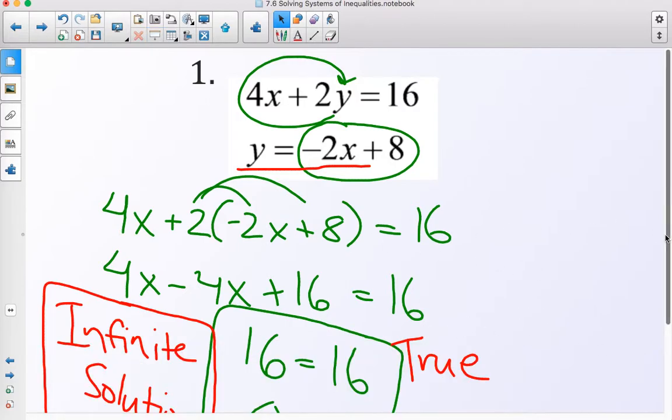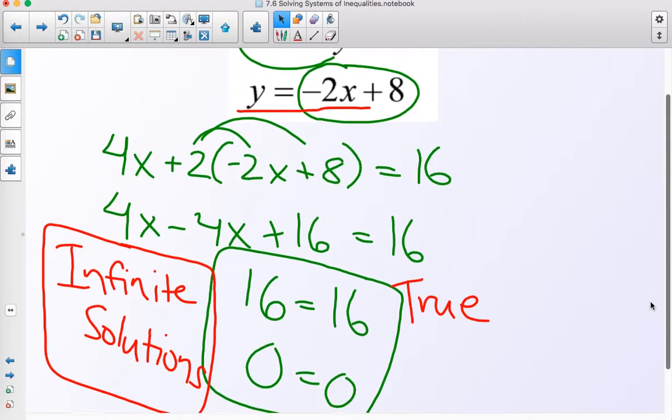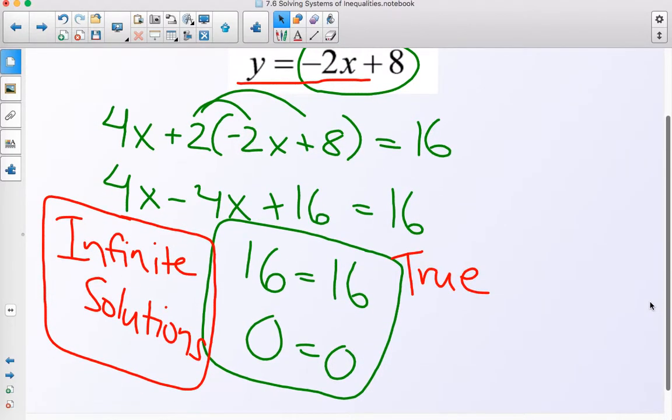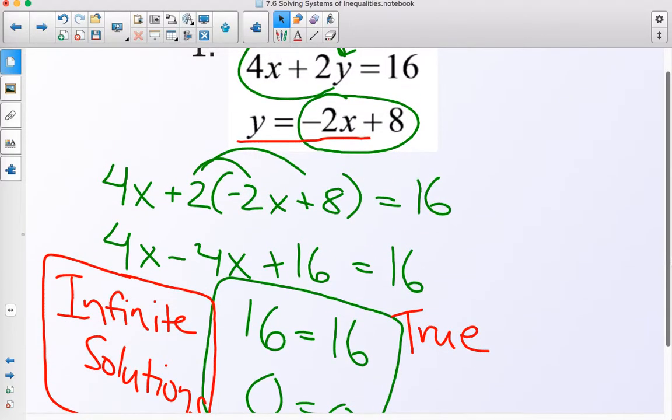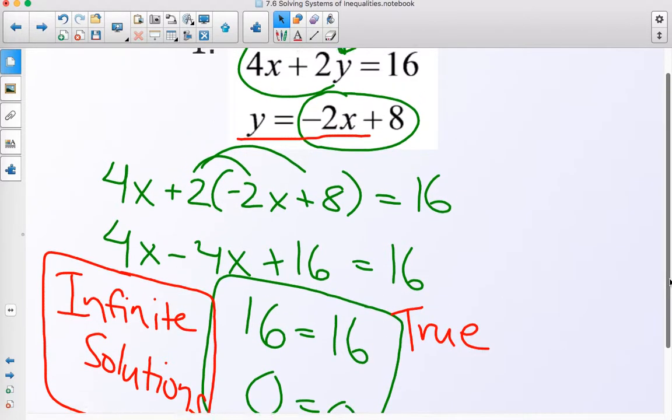Because that's a true statement, it's saying it doesn't matter what the variable x was. Those 2 lines are always going to be crossing. They are actually the exact same line. If you had solved the first equation for y, you would have got the exact same equation as equation 2 because they're the exact same line. Since we got a true statement, we have infinite solutions.